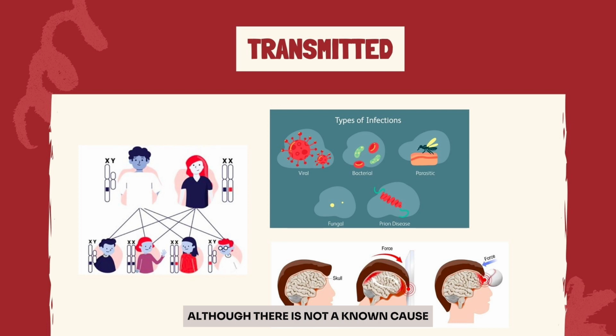Although there is no known cause for the development of aneurysms, some people may develop an aneurysm due to genetics that have caused weakness in blood vessel walls, head trauma, meaning there was a large impact to the head, or an infection that targets or weakens their blood vessels.